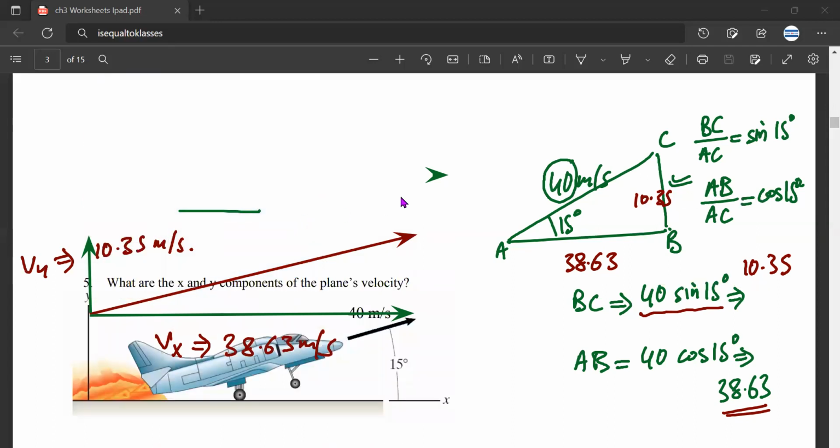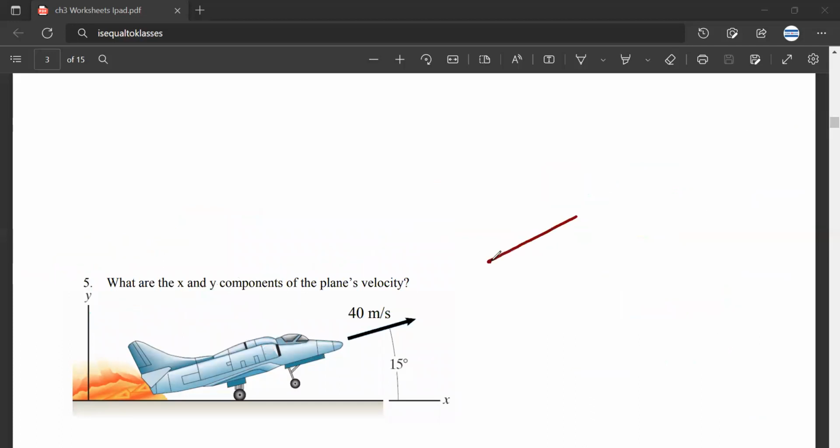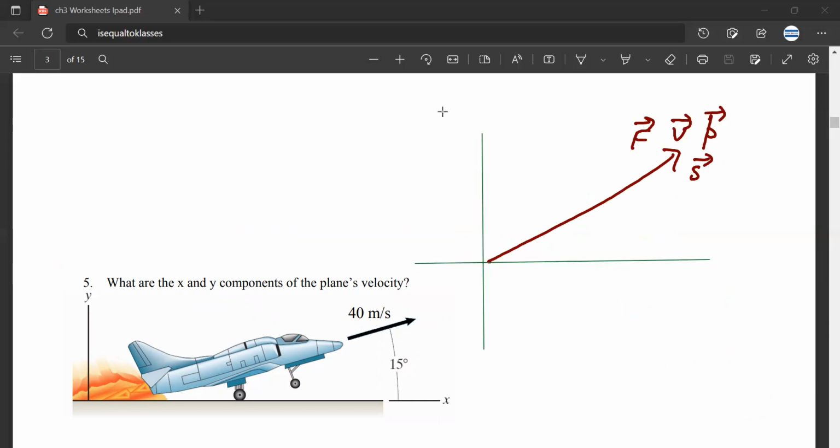So what I'm trying to tell you, and this is what we were discussing in the previous example, the Superman example also, is that given any vector, this can be a velocity vector, a force vector, a momentum vector, a displacement vector, any vector, now I can resolve that vector in the x and y axis. I can resolve the vector in the x and y components like this.